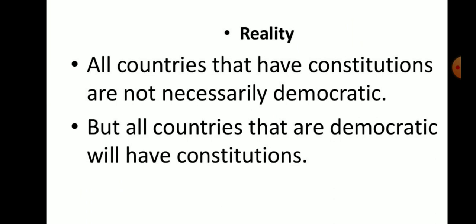Next, are all countries which have a constitution necessarily democratic? No, all countries that have constitutions are not necessarily democratic. But all countries that are democratic will have a constitution.